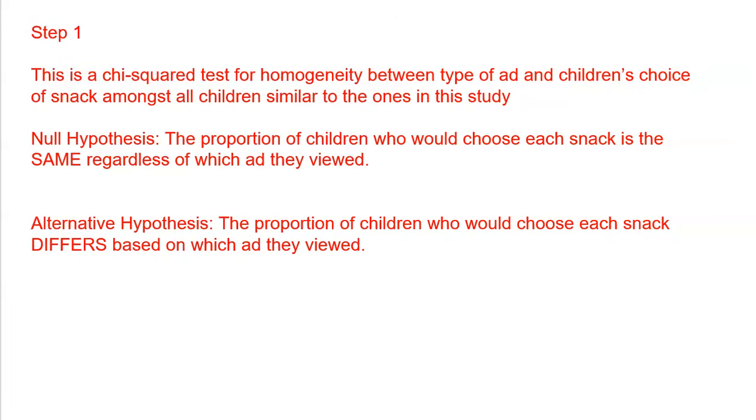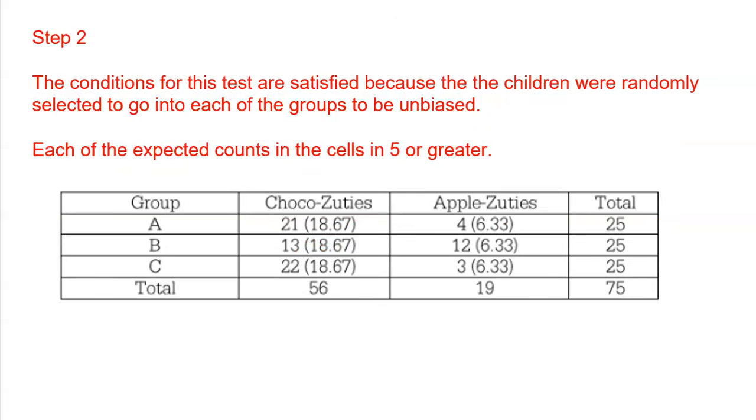All right, so now I'm going to go ahead and get my conditions. So the first condition is that we have to have that idea of randomness. We do have randomness here because the 75 kids were selected, and then which kid went into each group was randomly selected. So we do have that layer of randomness here to remain unbiased. Now the next condition is that the expected counts in each cell have to be 5 or greater. So I need to get my expected values to prove that.